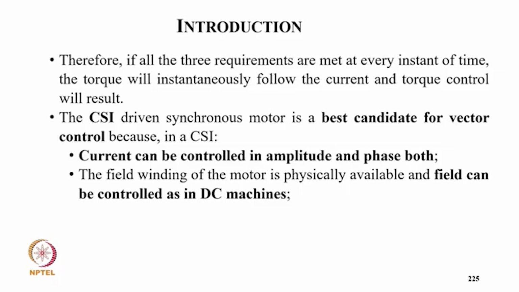The current source inverter driven synchronous motor is the best candidate for vector control, because in a CSI the current can be controlled in both amplitude and phase, and the field winding of the motor is physically available, so the field can be controlled as in a DC machine.